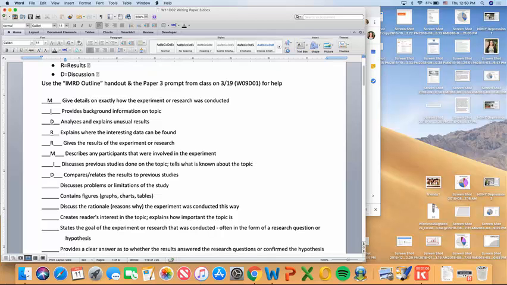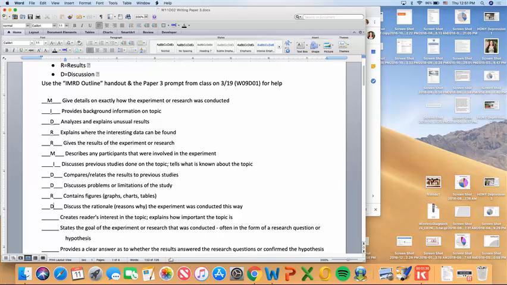Discusses problems or limitations of the study. Guy? I didn't do that, I just got the paper. You did okay. All right, how about Tran? It's D, yeah, good job. So Leo, how about contains figures, graphs, charts, tables? Results. Yeah, results. Okay, and then next we've got discusses the rationale, reasons why the experiment was conducted this way. How about Alex? D. D, okay.